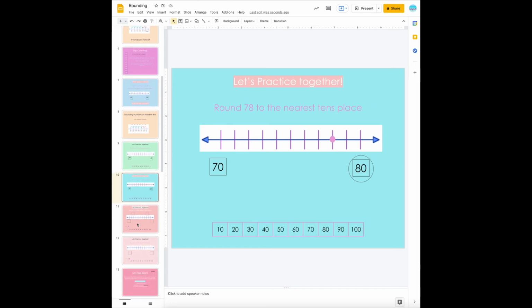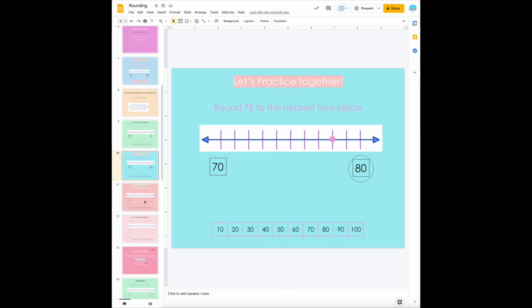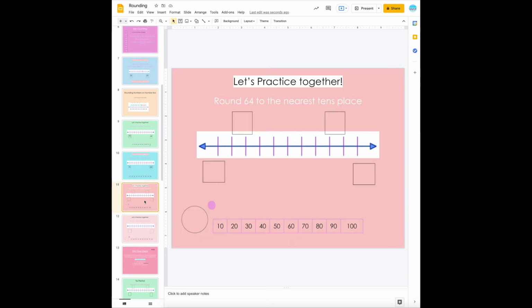Okay, let's try a couple more together and then you're going to try some on your own. Now this one is completely blank, so let's go ahead and try this starting with nothing. So we're going to round our number 64.